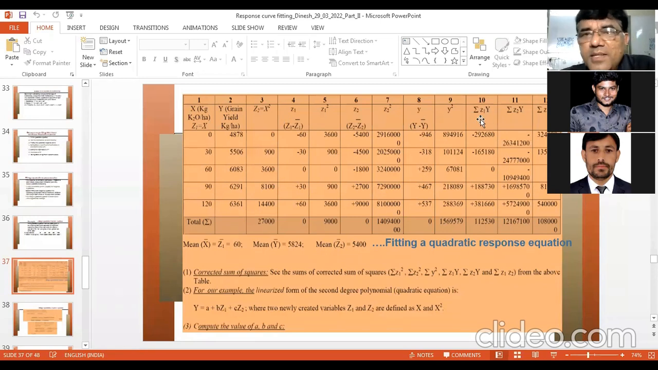Then column number 10 is small z1y. You know where these columns are, you get it. Then similarly column numbers 11 and 12. And at the bottom you make the total of all. Some are 0. When you take the deviations against the mean, their sums are always 0. So any problem in this? This is the calculation. You have to do it if you want to find the values of a, b, c.